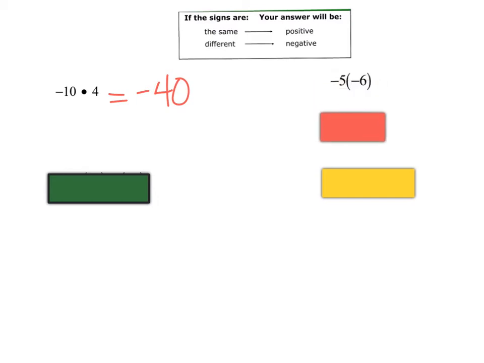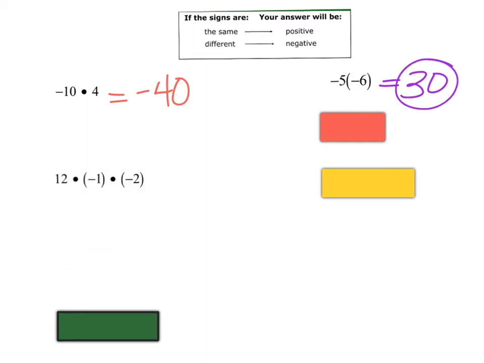Again, another representation of multiplication you're going to see is parentheses. So if you see an integer next to parentheses and there's no sign, that means you're multiplying. So this problem is read as -5 times -6. The signs are the same, so the answer will be positive 30.